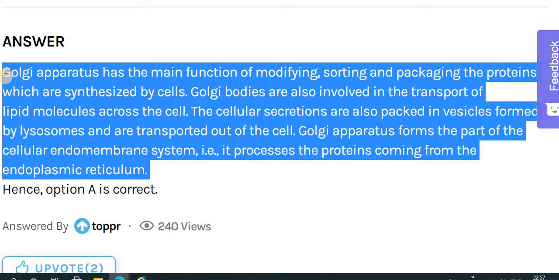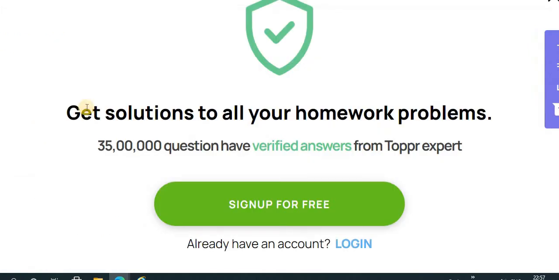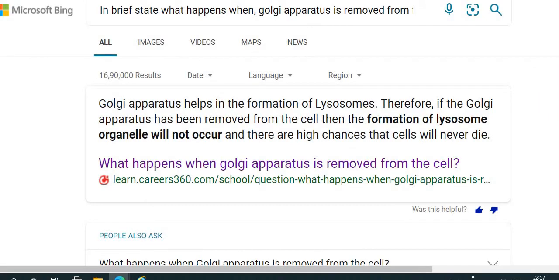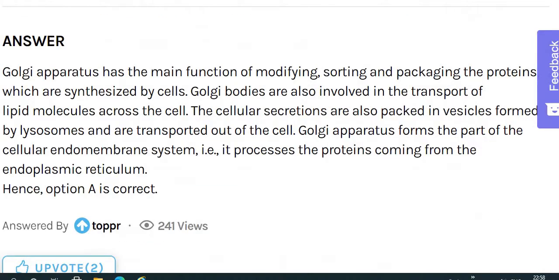The Golgi body is also involved in the transport of lipid molecules across the cell. Along with the sorting, modifying and packaging work of protein, it also helps in the transport of lipids. And the cellular secretions are also packed in vesicle form, and transported, that is, the packed material is transferred out from the cell. The Golgi apparatus forms part of the cellular endomembrane system.